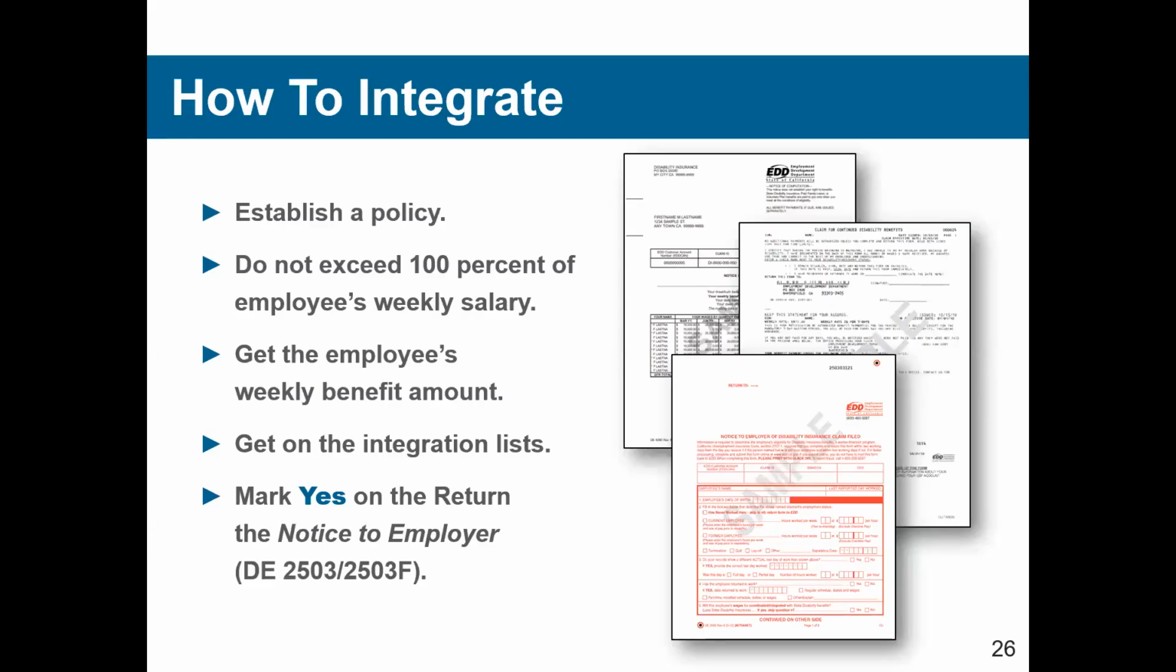How to integrate. It is up to you, the employer, to establish and maintain a policy for correctly determining how much to pay your employee. The department does not regulate this process. You must ensure the supplemental pay does not exceed 100% of their normal salary when combined with their weekly benefit amount. We recommend requesting a copy of the Electronic Payment Notification DE 2500E form and the Notice of Computation DE 429D form from your employee.